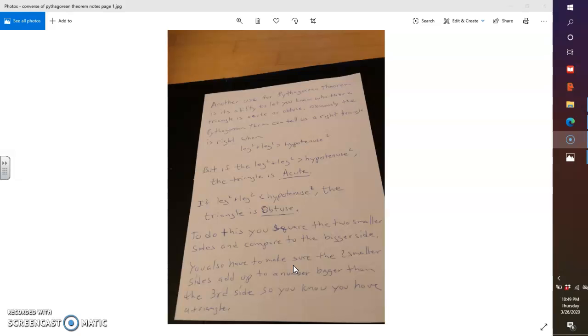But once we take care of that, if we square the two smaller sides and add them, we should be able to determine whether it's bigger, smaller, or equal to the hypotenuse squared, what kind of triangle it is. So let's look at some examples.